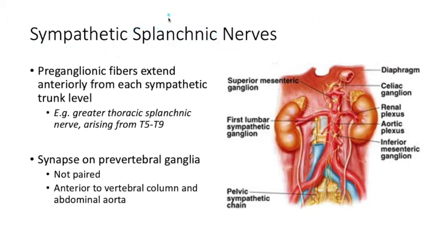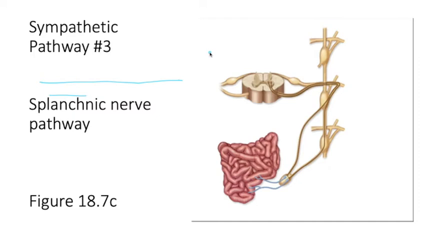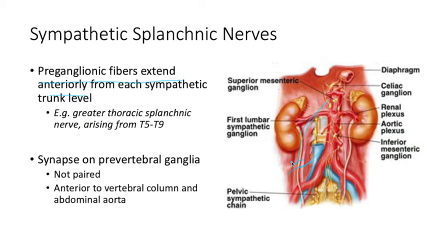So sympathetic splanchnic nerves are actually preganglionic fibers that extend out anteriorly from each of the sympathetic trunk levels. So just to back up a little bit here, here's our sympathetic trunk, and you can see these fibers heading out anteriorly, and they'll actually sometimes come together to form a splanchnic nerve. But they're still preganglionic, the first neuron in the chain. And this is a for instance, you don't have to know this. They do have names like the greater thoracic splanchnic nerve. It comes out of T5 through T9 and actually heads inferiorly to your digestive system organs.